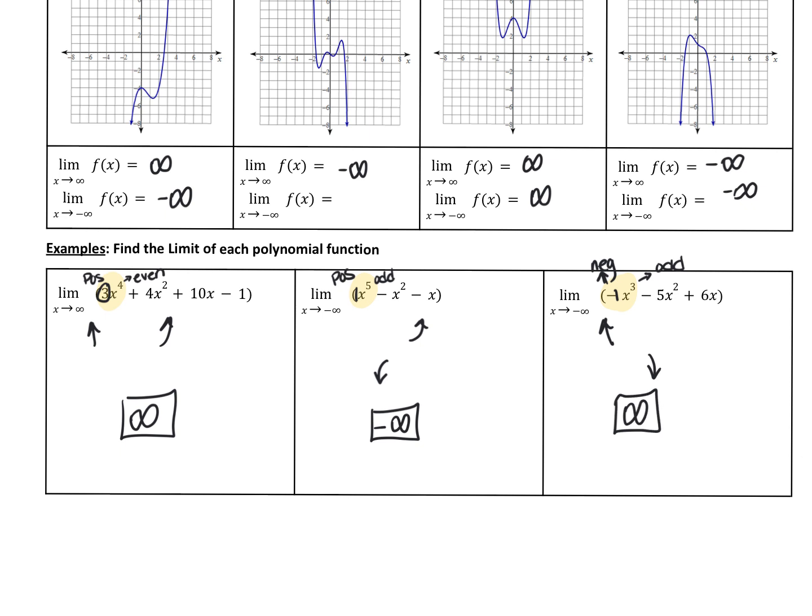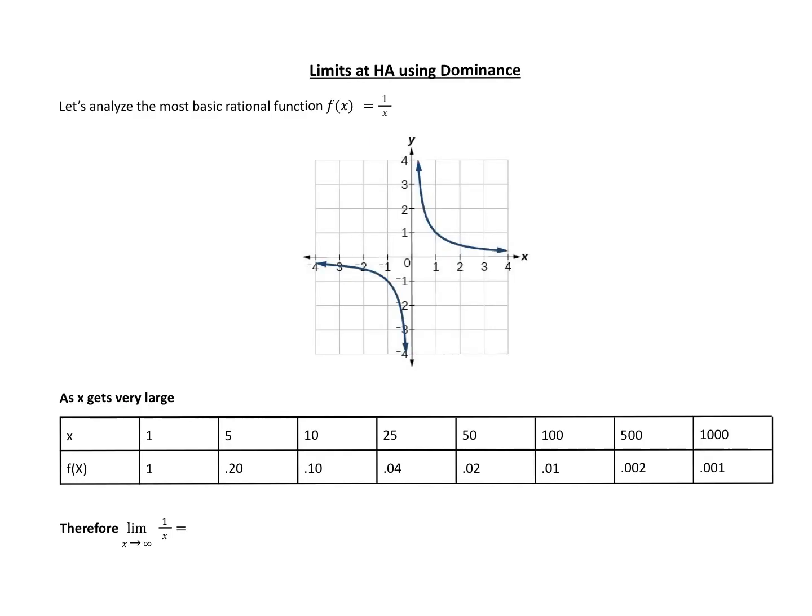So these are examples of how graphs and knowing end behavior of polynomial functions can help us find limits at horizontal asymptotes. Okay, how about we talk now about limits using dominance? So what does that mean?